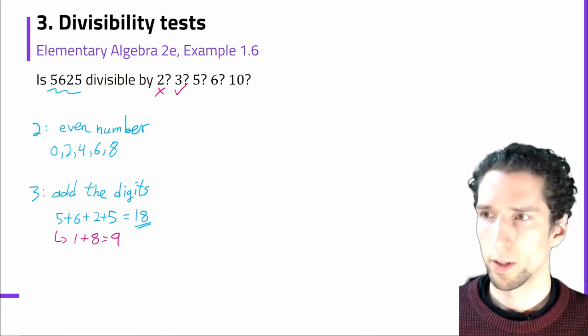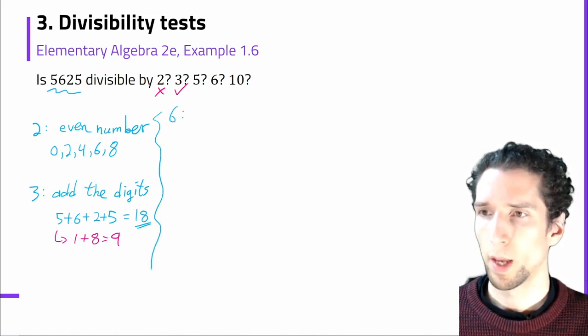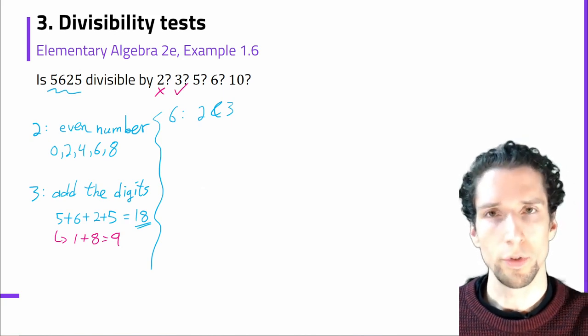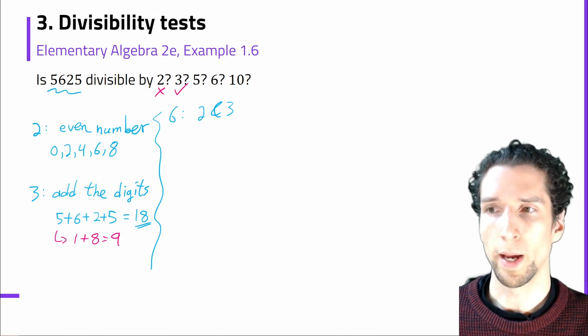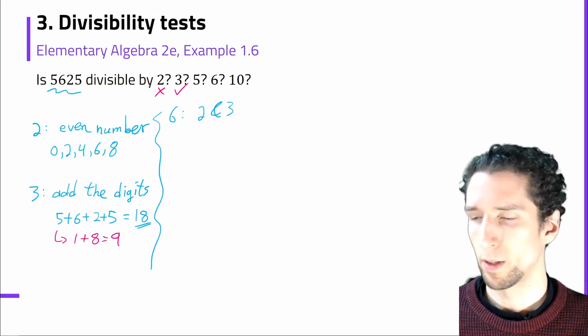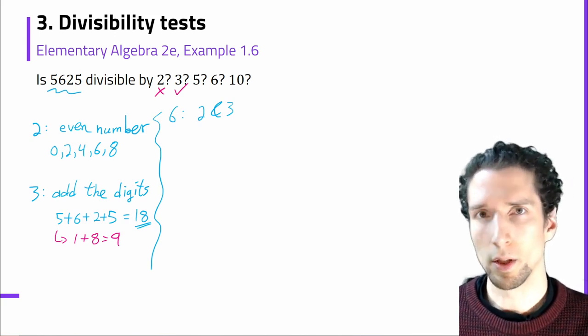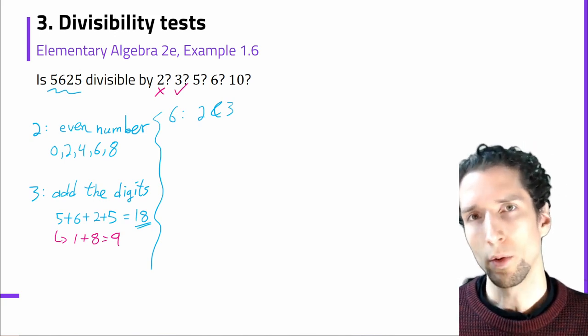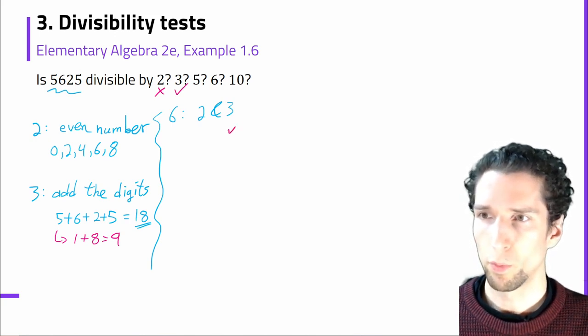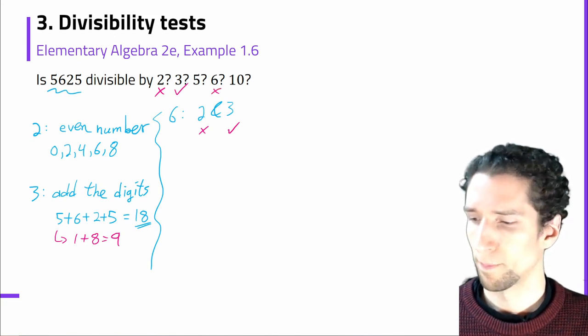Let's talk about 6 next. For dividing by 6, we just check if it's divisible by 2 and by 3. 6 is the result of 2 times 3, so if we can divide by 2 and by 3, then automatically we can also divide by 6. Any number that's the result of 2 other numbers multiplied together, you can just check for divisibility of those. In this case, it is divisible by 3, but not by 2, so not by 6.